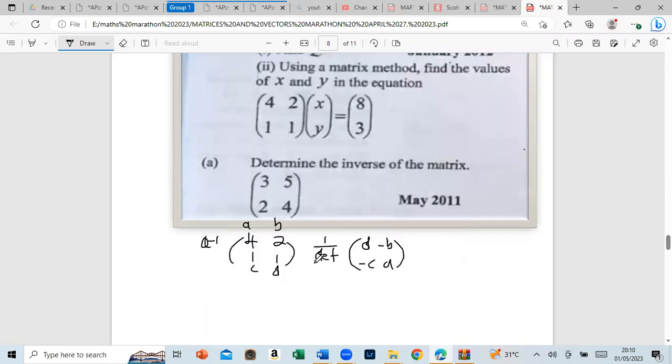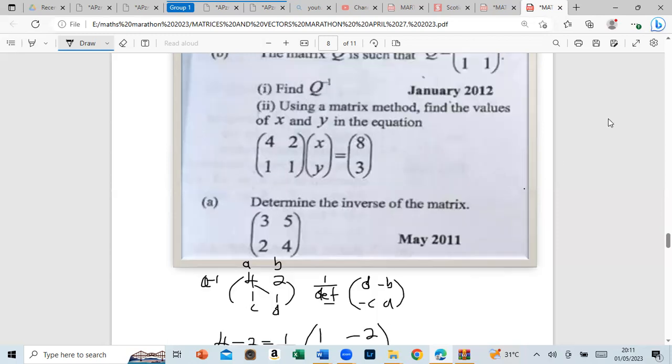So we get the determinant, it's AD, so we multiply 4 times 1, which is 4, minus 2 times 1, which is 2. So boom, we get our determinant, which is 2, and we put 1 over the determinant. Now we change the position of A and D. So A of 4, D of 1. So we put 1 here, 4 here. This is positive 2, change it to negative 2. This is positive 1, change it to negative 1. And there we have it. That's the inverse.